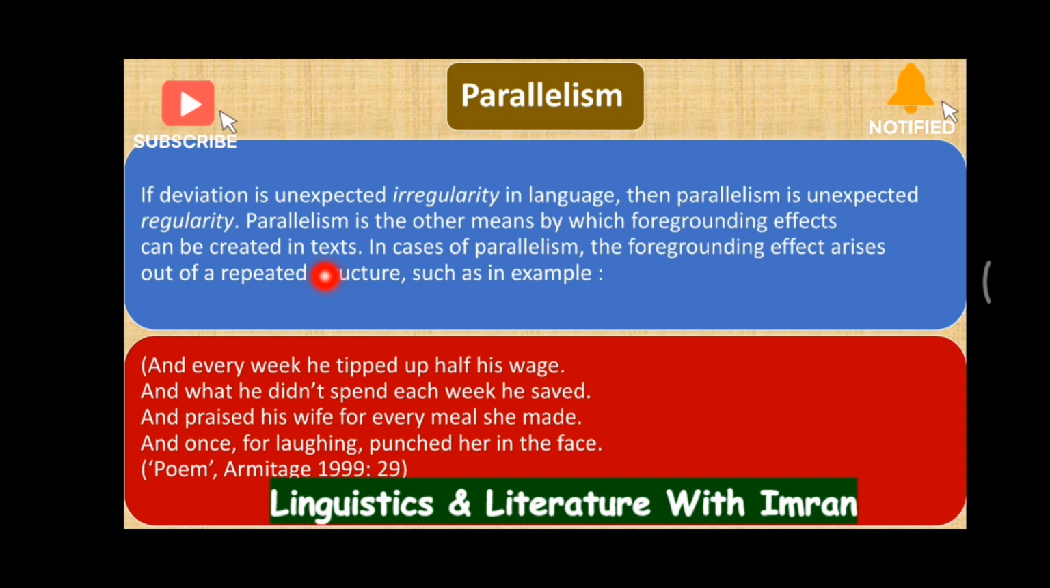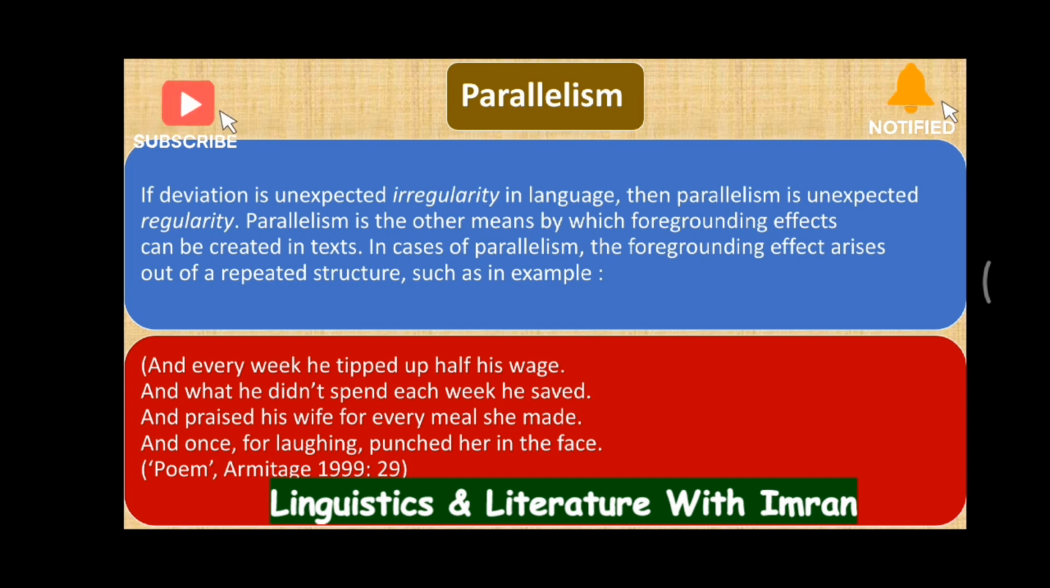So we have one means, that is deviation, and we have another means through which we can create effect, that is parallelism. In cases of parallelism, the foregrounding effect arises out of a repeated structure. You can see here the difference between deviation and parallelism.